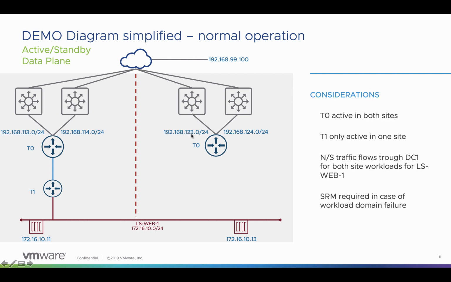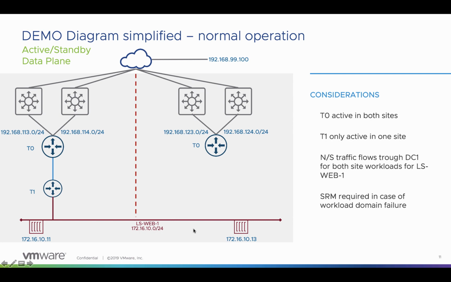So as you can see here, I also have a logical switch or a segment, an NSX-T segment, where I have two VMs on. One VM is sitting in DC1, which has the IP address 172.16.10.11, and the other VM sitting in DC2 has an IP address 172.16.10.13. It's the same segment, same network.